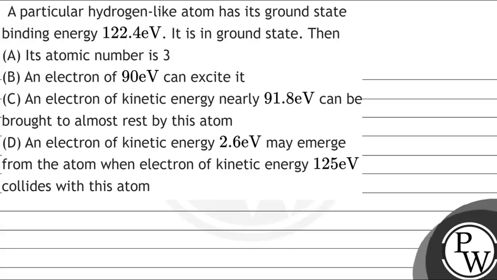Hello बच्चों, let's read this question. A particular hydrogen-like atom has its ground state binding energy 122.4 electron volt. It is in ground state. Then we have to find which of the following options are correct.